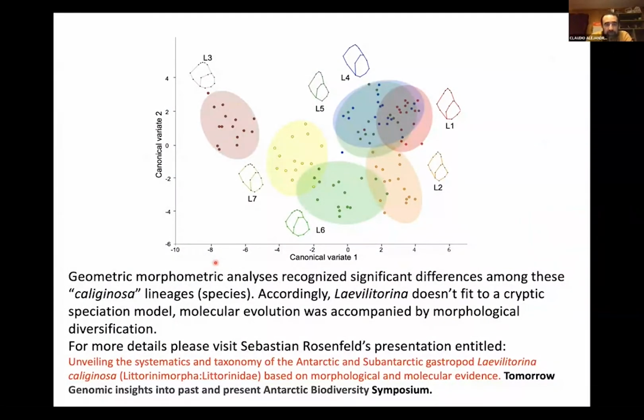Geometric morphometric analysis also recognized significant differences among these caliginosa lineages or species, and accordingly, Levillitorina doesn't fit a classical model of cryptic speciation. Molecular evolution in the group was accompanied by morphological diversification. If you want to know more details about this, please visit Sebastian Rosenfeld's presentation tomorrow at the Genomic Insight into Past and Present Antarctic Biodiversity Symposium.